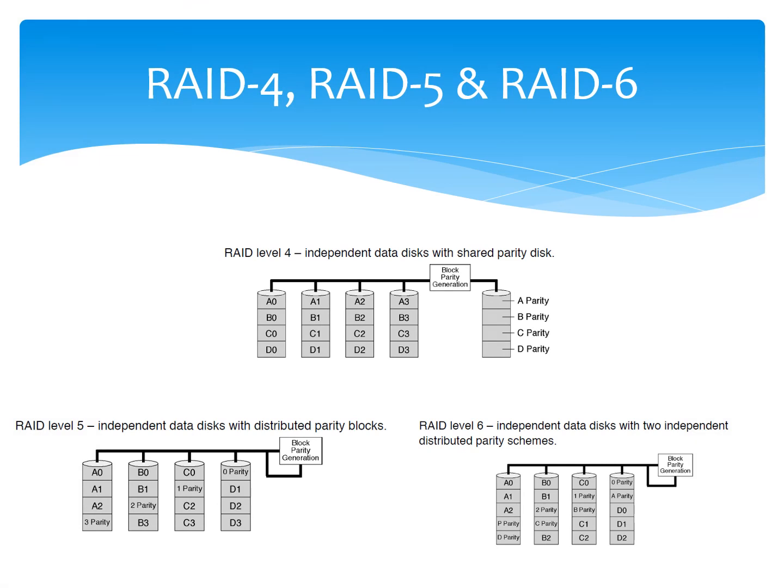RAID 4, RAID 5, and RAID 6 configurations refer to block-level striping with parity. They use Hamming Error Correction Code (ECC) to protect the data. Among them, RAID 5 and RAID 6 are commonly used, where RAID 5 can tolerate one disk failure, and RAID 6 can tolerate two disk failures.